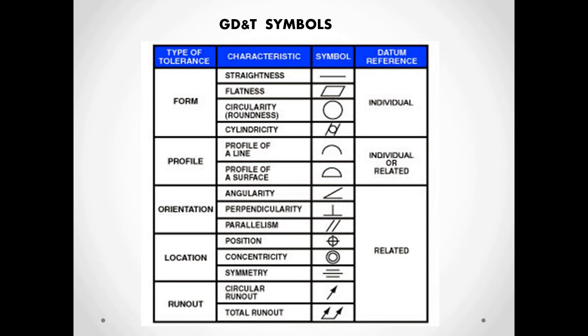Form tolerance is used to control the shape of the feature like straightness, flatness, circularity and cylindricity, and this is called an individual feature because there is no datum requirement for the form measurement, and this is applicable to planes, any lines or any axis or any circular planes also. Next one is the profile of a line and profile of a surface. And here it is called individual or related feature because sometimes datums can be used for the measurement.